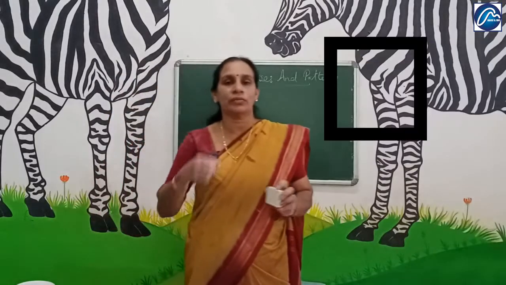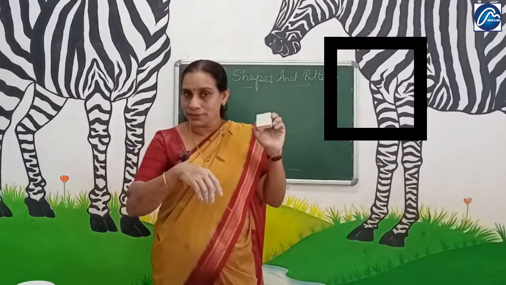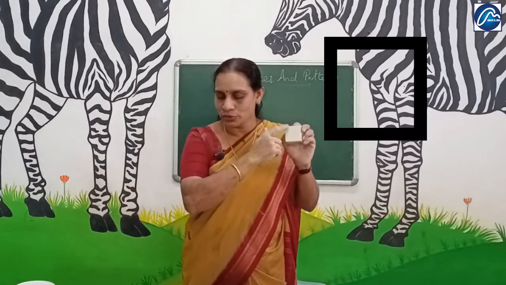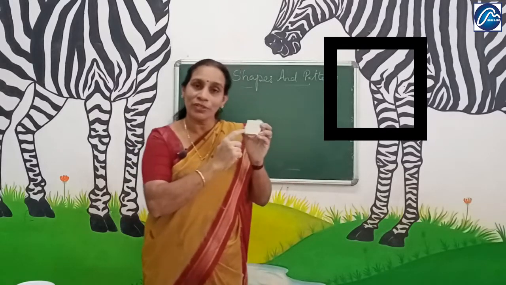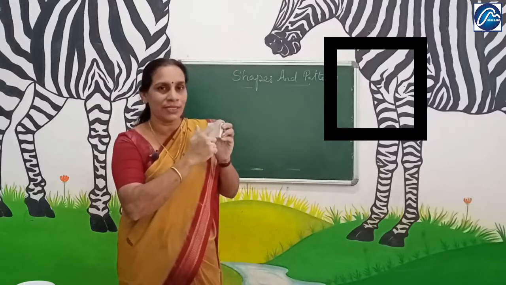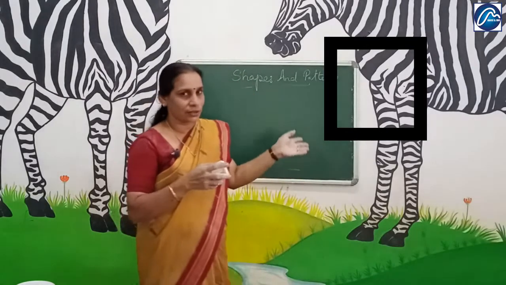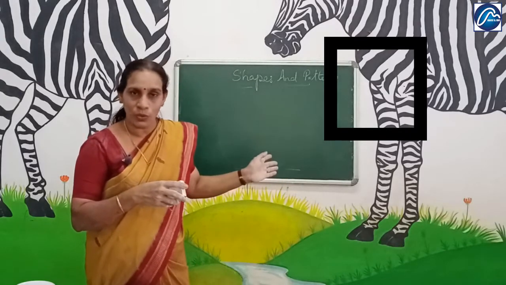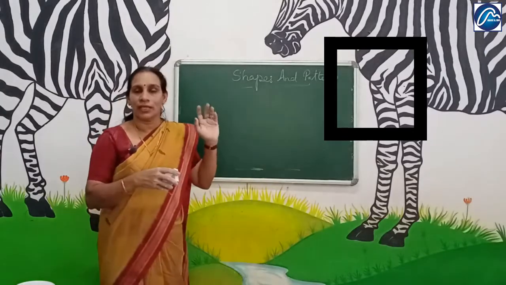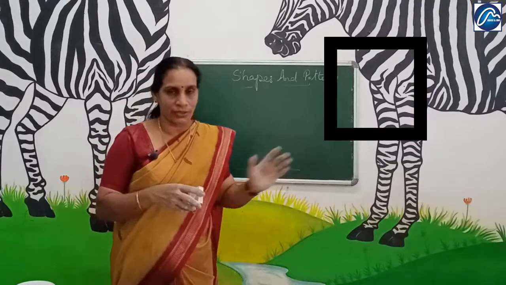What is a square? Square. When we are playing with a dice, that is in the shape of this. And this is a square. Okay. And square, this also has how many sides? 4 sides. And how many corners? 1, 2, 3, 4. So, the square also has 4 sides and 4 corners. Okay? Rectangle also has 4 sides and 4 corners.